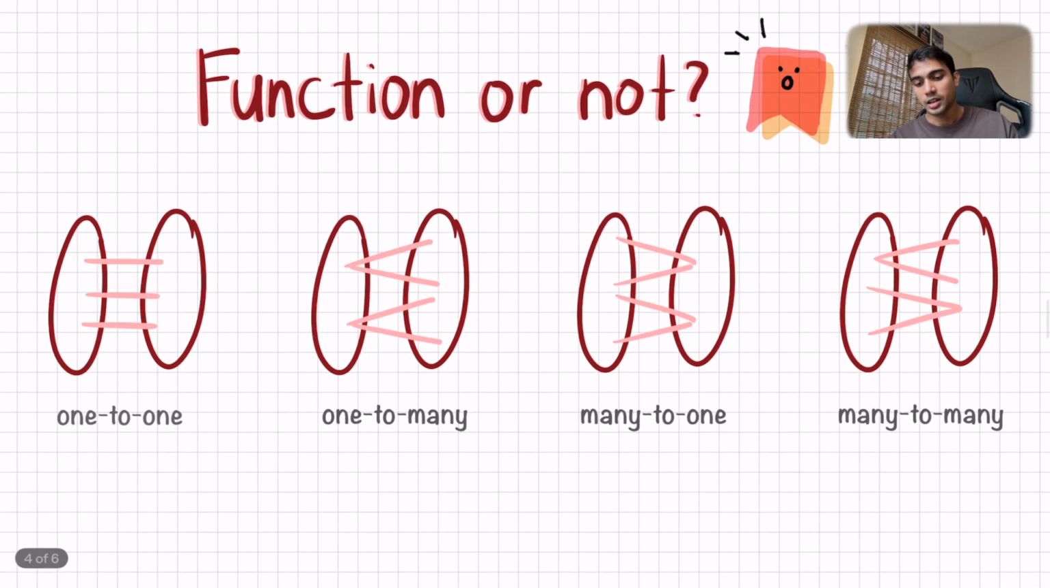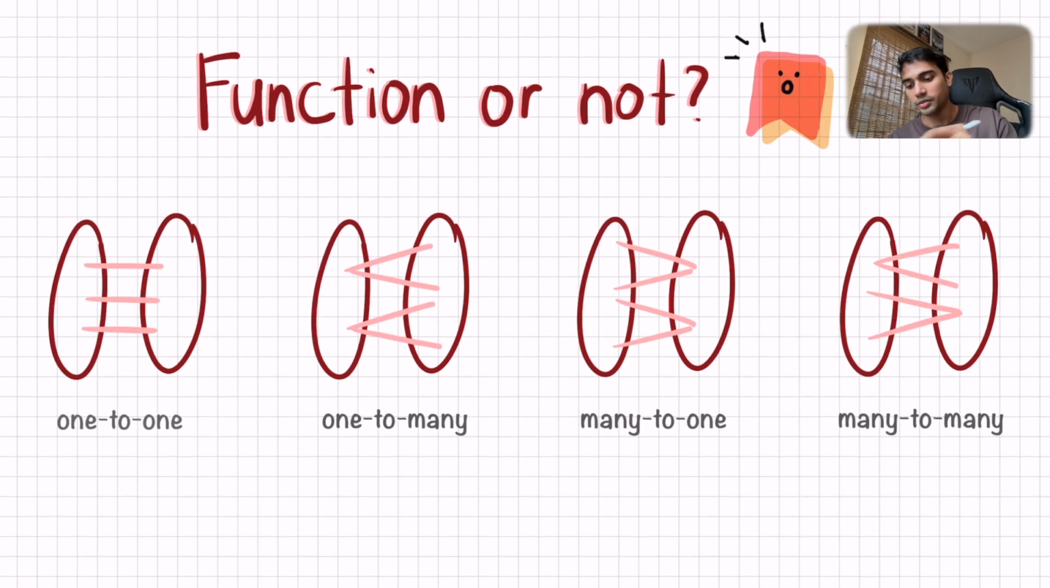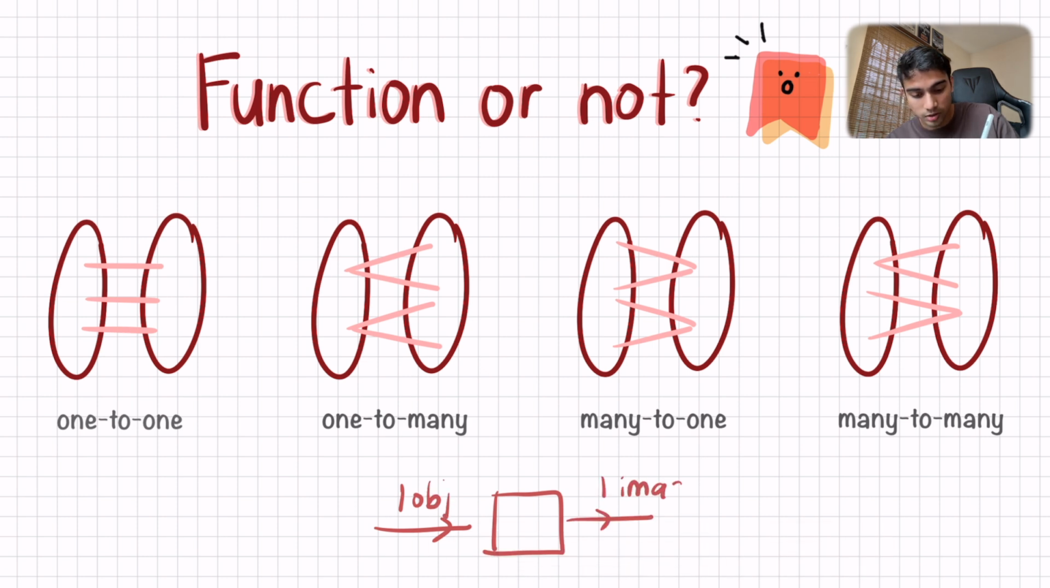Next, let's look at whether this is a function or not. A function, you can imagine it like a machine. If you put in one object, you must get one image. If you get more than one image, then it's wrong. So let's see. This one, we have one object, we get one image. One object mapped onto one image. One object mapped onto one image. So this is a function.